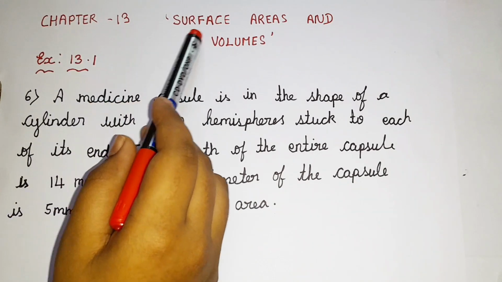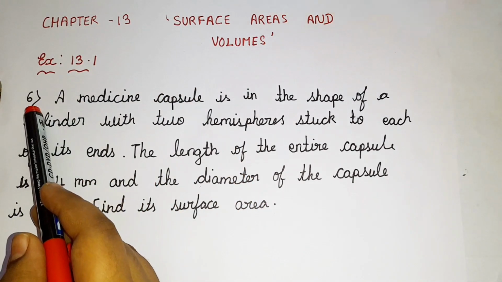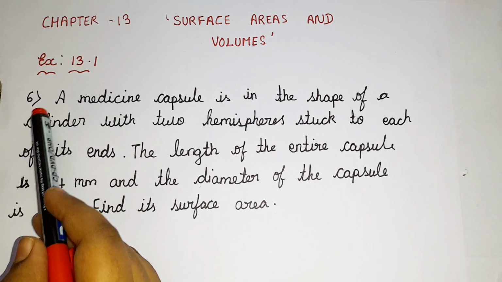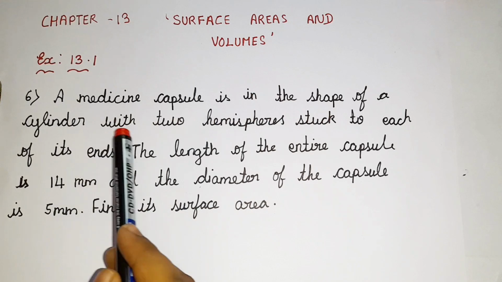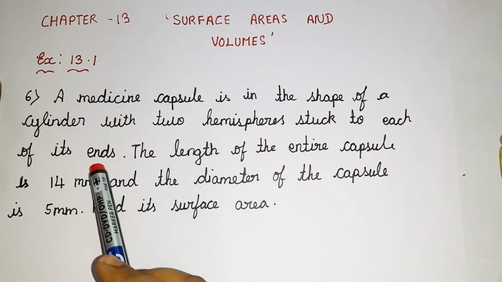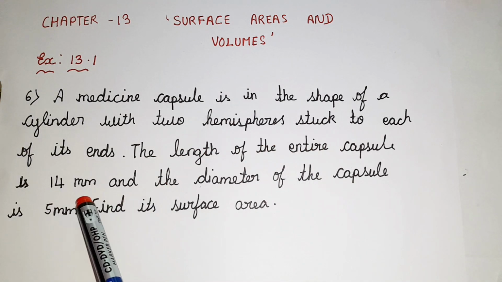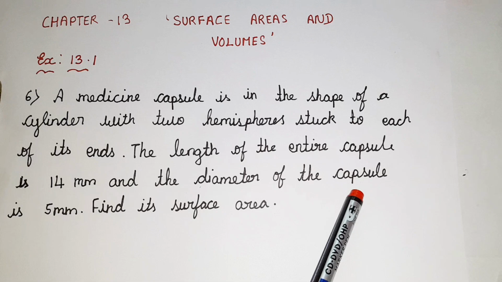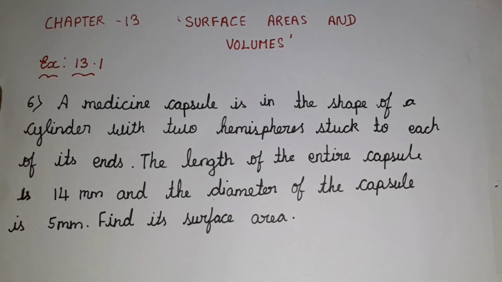Chapter 13, Surface Areas and Volumes, Exercise 13.1, 6th question. Now let's read the question. A medicine capsule is in the shape of a cylinder with two hemispheres stuck to each of its ends. The length of the entire capsule is 14 mm and the diameter of the capsule is 5 mm. Find its surface area.